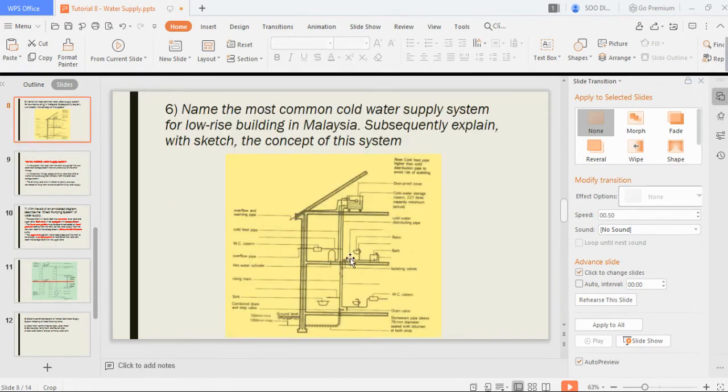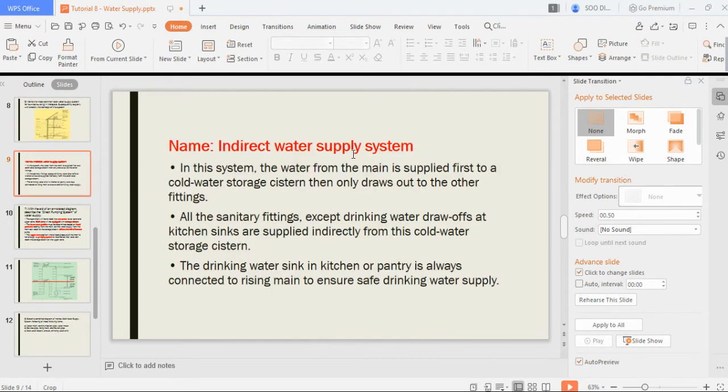So to ensure a constant stream and pressure of the water via gravity or by our own installed home pump to pump the water, and also to ensure there's a backup water for us in case there's any disruption from the main water supply. So this is one of the main reasons why indirect water supply system is the most common system installed in a low-rise building.